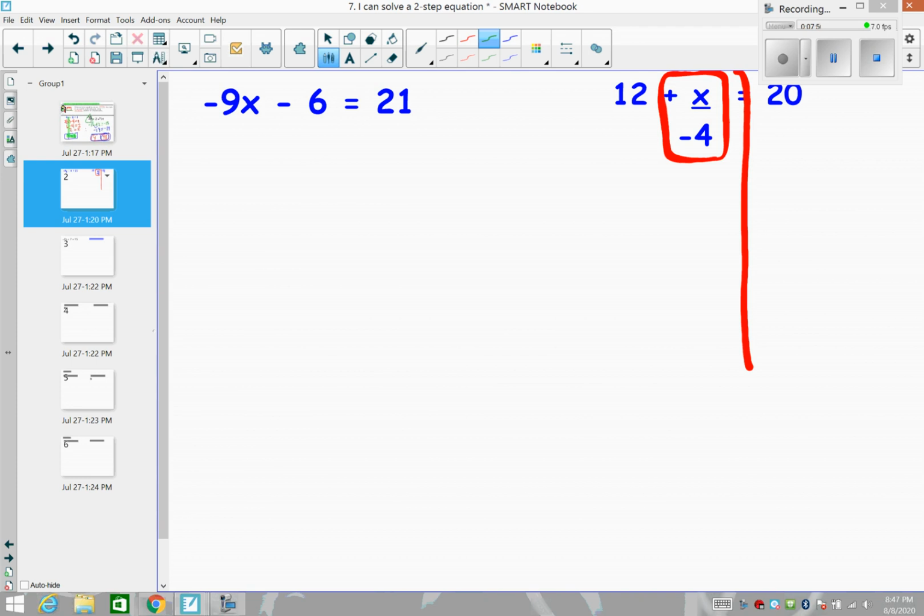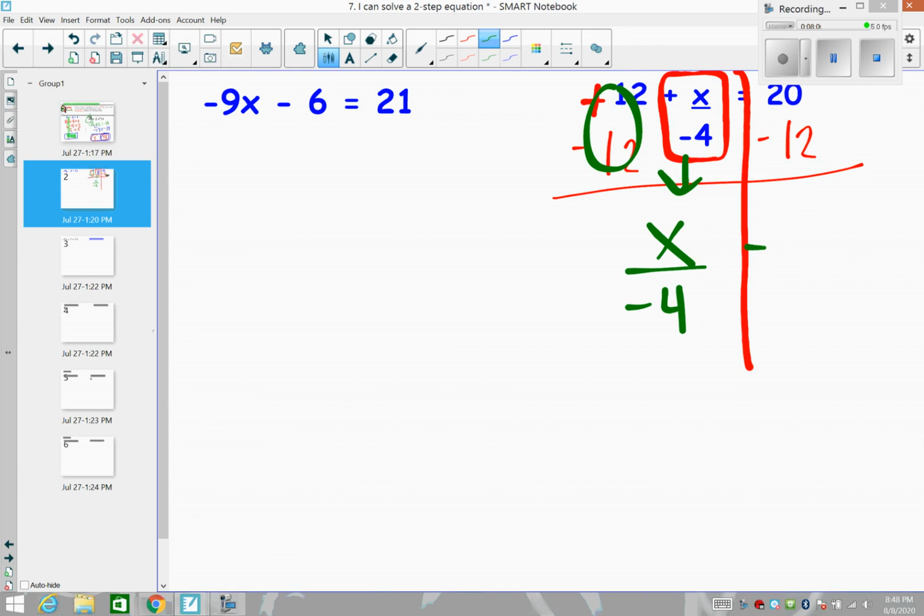So the first thing that's got to go is this positive 12. Remember, it's the jersey on the front. So we're going to subtract 12, copy, paste. We got to get rid of the stuff in the yard first. 0. If I haven't used it, drag it down. And on the right-hand side is 8. Step 1. Now the X is not alone yet. There's still stuff in the yard, so we're going to have to do another step. That's why it's a two-step equation.